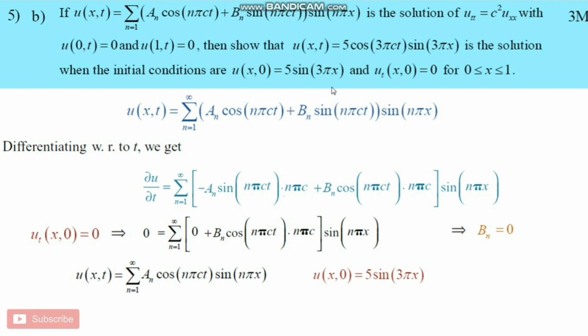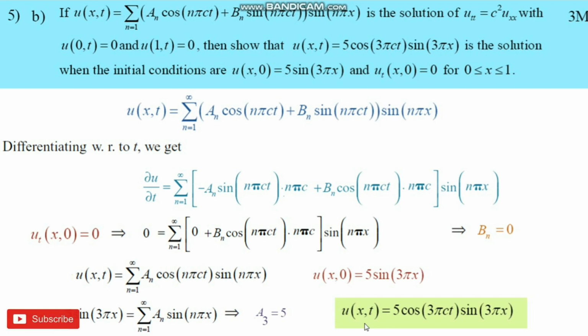Using this non-zero condition, the initial displacement u(x,0) is equal to 5 sin(3πx). When t is replaced with 0, u(x,0), that is 5 sin(3πx), equals the summation of an sin(nπx), since cos 0 is 1. Expanding it, we compare only the coefficient of sin(3πx), and the rest of the coefficients will be 0 valued. So a3 is only 5 by the comparison.